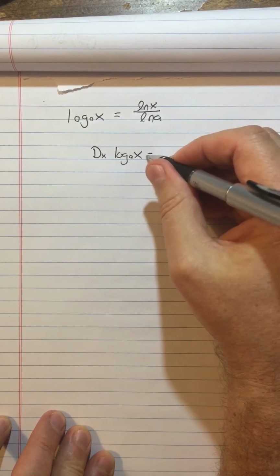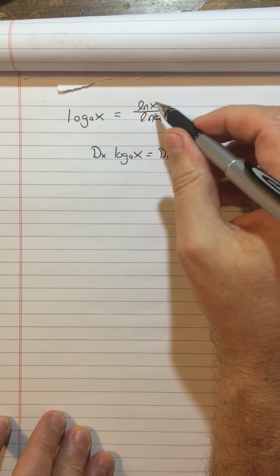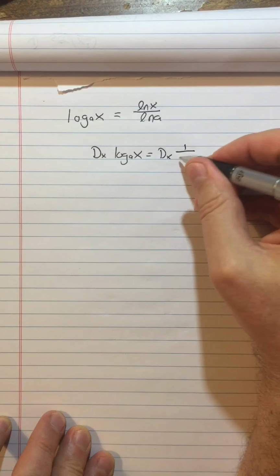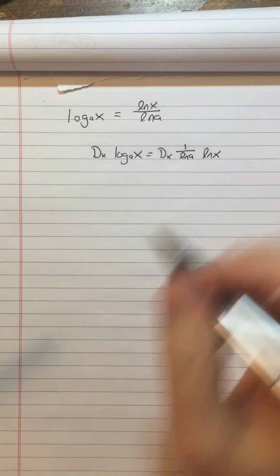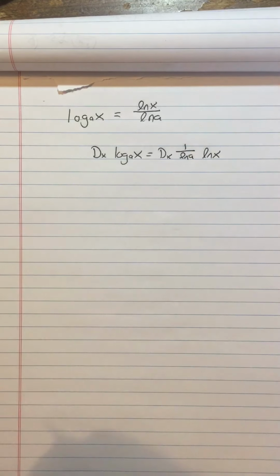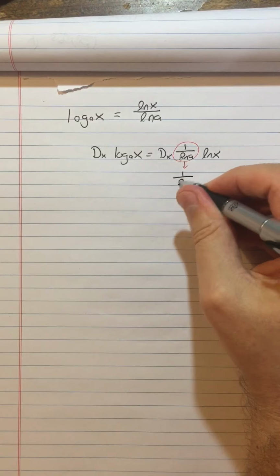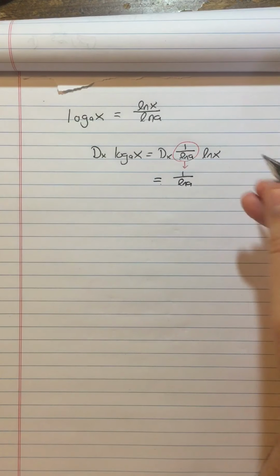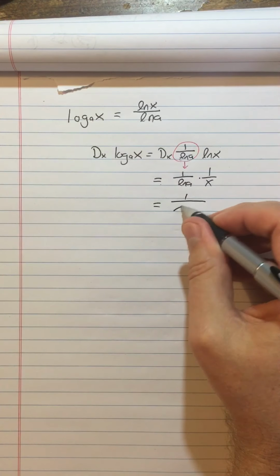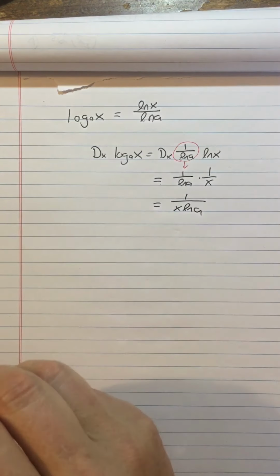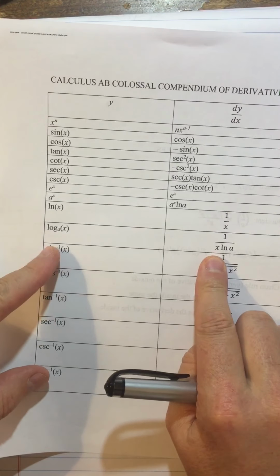All right, so the derivative of log base a of x is equal to the derivative of ln x over ln a, and I'm going to rewrite it as 1 over ln a times ln x. Same thing. Now the other thing you have to remember is that 1 over ln a is just a constant, so I can just bring it out front when I do the derivative. And the derivative of ln x, we all know, is 1 over x. So we usually put that together as 1 over x ln a, and that is your formula for the derivative of log base a of x.